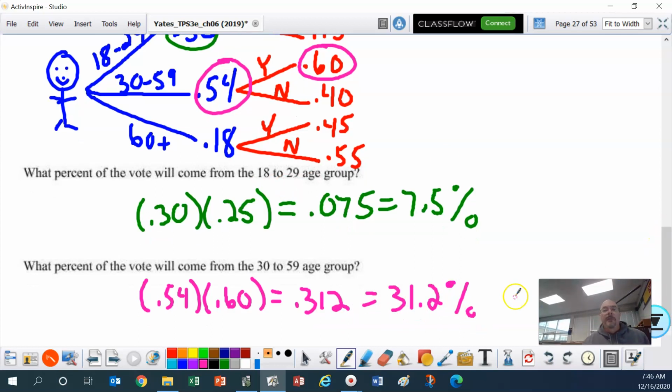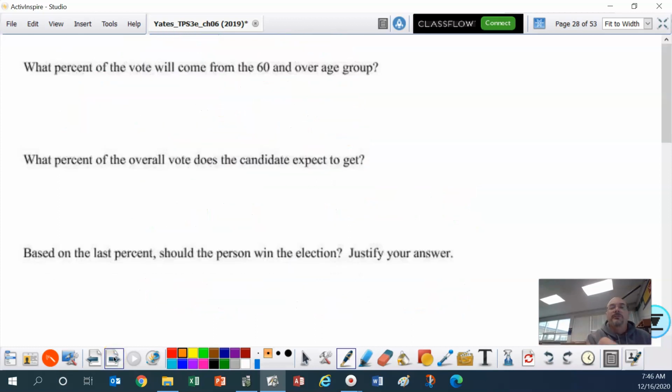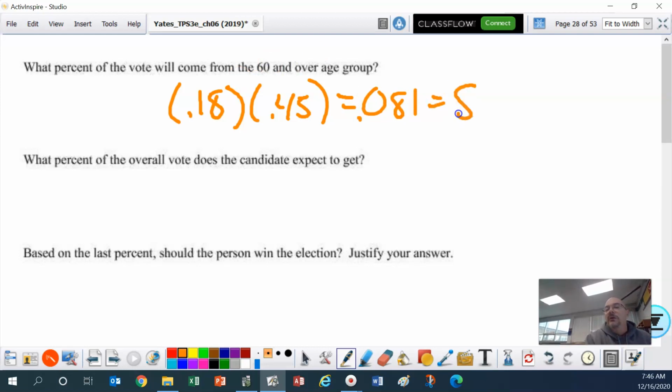All right. Now, for the next age group, unfortunately, I've got to switch pages here. So I'm just going to circle really quick in orange. The next age group is the 60 plus, so that would be 0.18 and 0.45. Going to the next page, that age group is 0.18 times 0.45, and so a little over 8% is going to vote for that person in that age group.